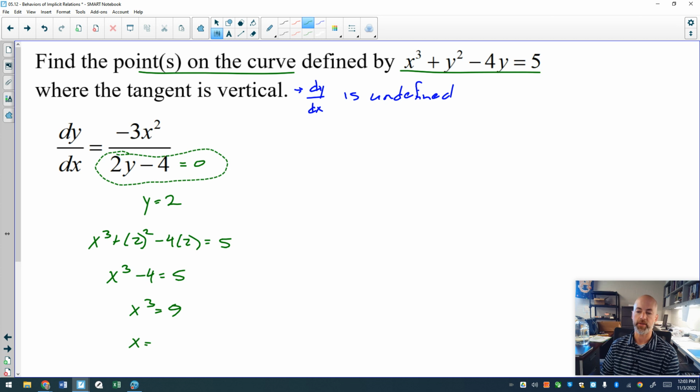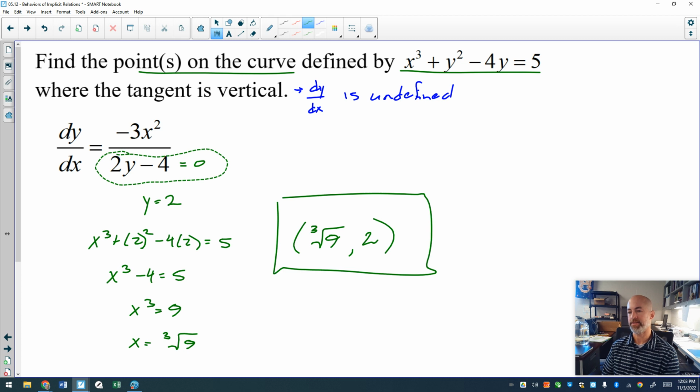So x is going to be the cube root of 9, which is ugly. And remember, for odd roots, you do not do plus or minus. So it's just the cube root of 9. Or you could say 9 to the 1/3 power. And so my point, only 1 this time, where the tangent is vertical is at the x coordinate of cube root of 9 and the y coordinate of 2. And that is it. Kind of ugly.